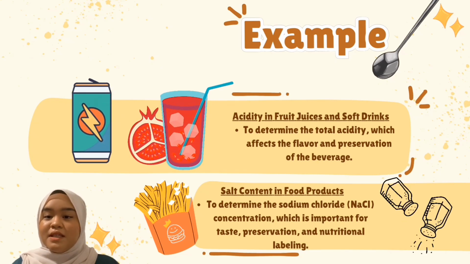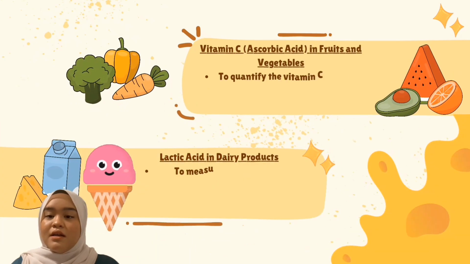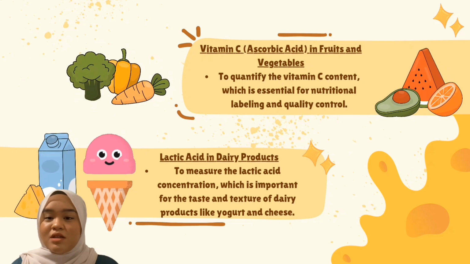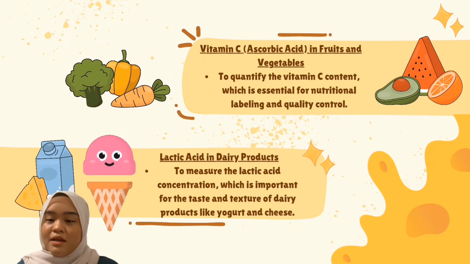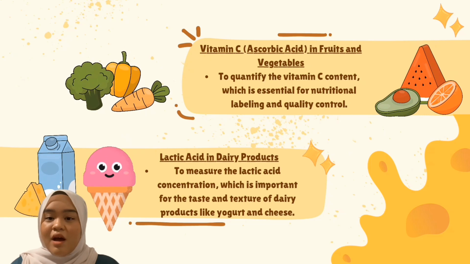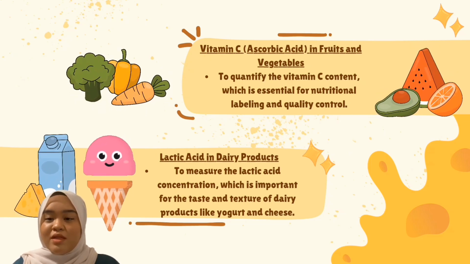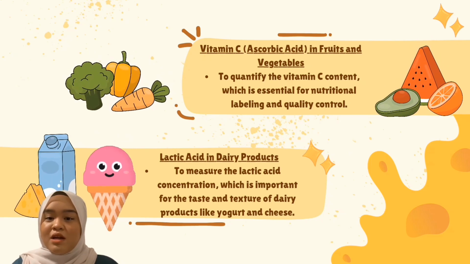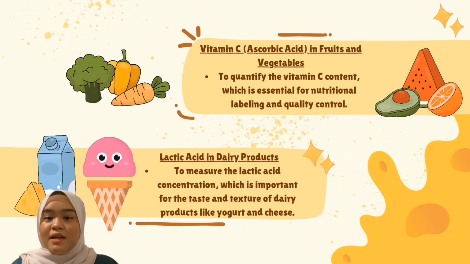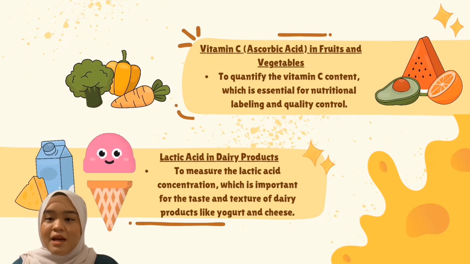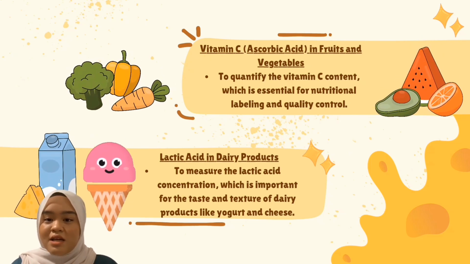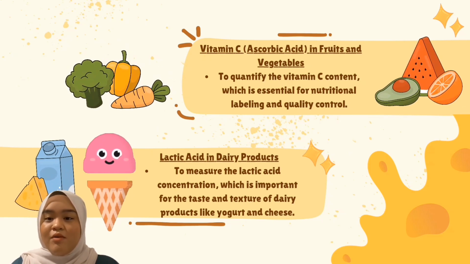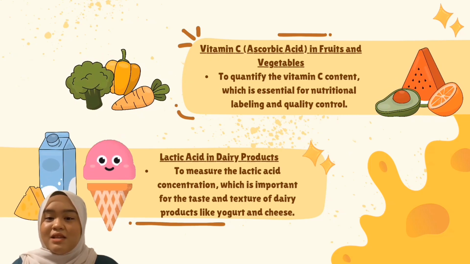Then, the vitamin C level in fruits and vegetables. It is to know how much of this important nutrient they have. This helps with labeling their nutritional value and ensuring their quality. The preparation is, first, we blend the fruit or vegetable sample into a smooth mixture, and then we take a small part of it for testing. We use a special solution like iodine or DCPIP to test it. This solution changes color when it reacts with vitamin C. We add the solution slowly until the color stays changed, and that tells us we're done. By measuring how much solution we use, we can find out how much vitamin C is in the sample.